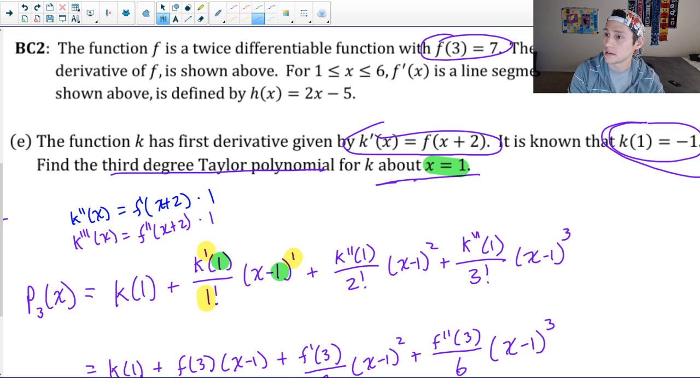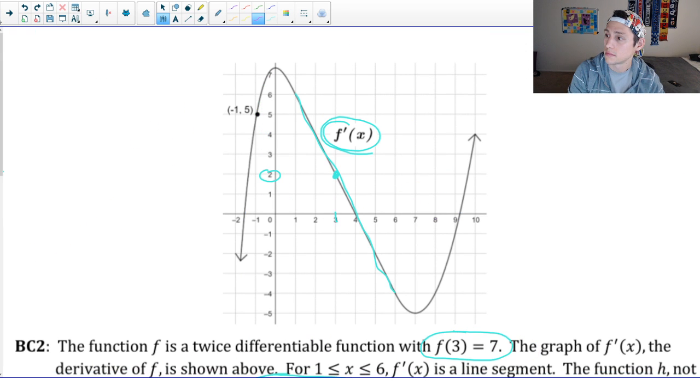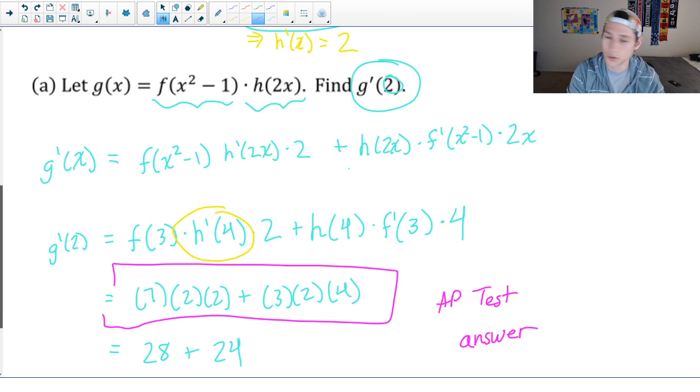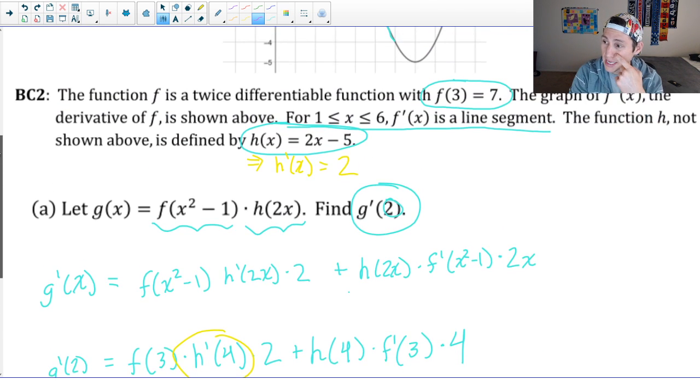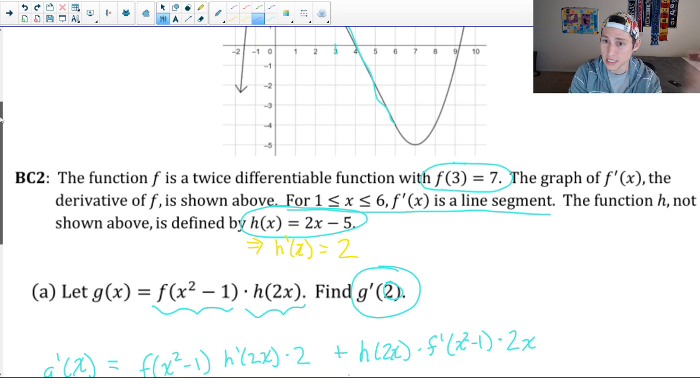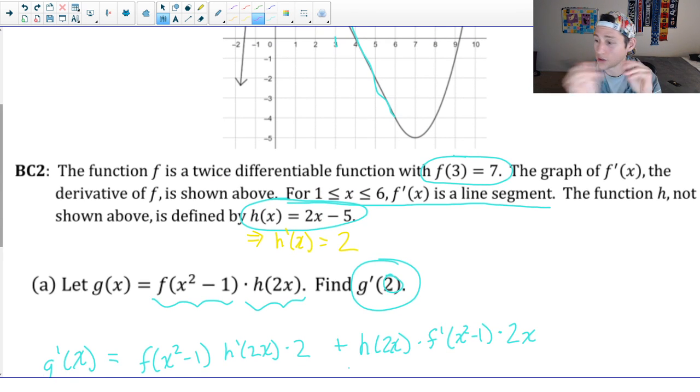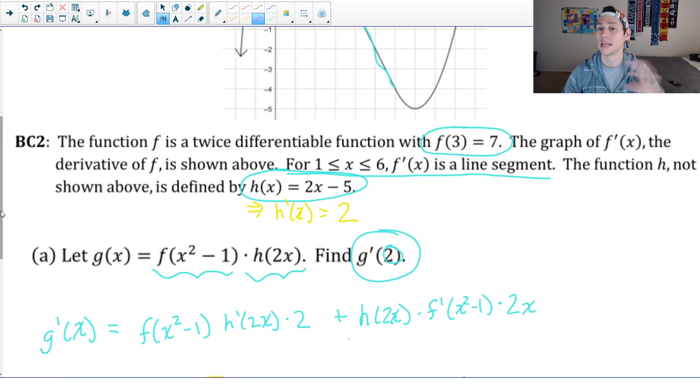Or even in part A, it's not just do I know the product rule. It's do I know the product rule and can I use it from pieces of a graph, pieces of an equation, using the chain rule. Okay, so FRQs are all about combining multiple concepts together into one problem.